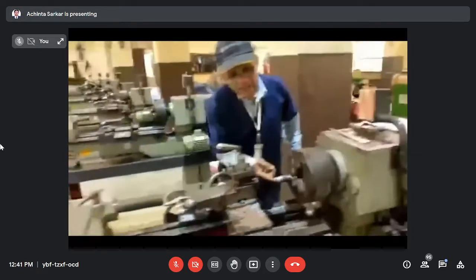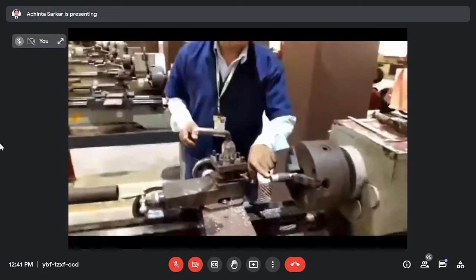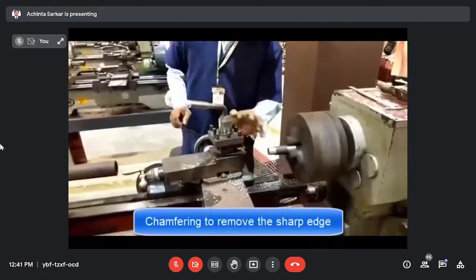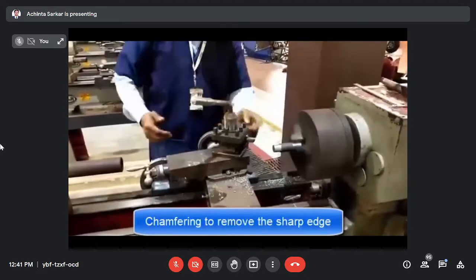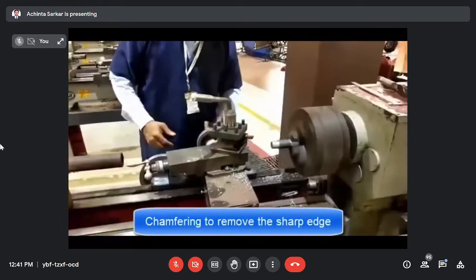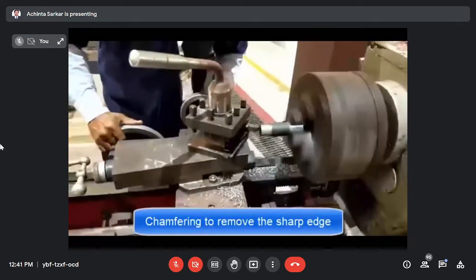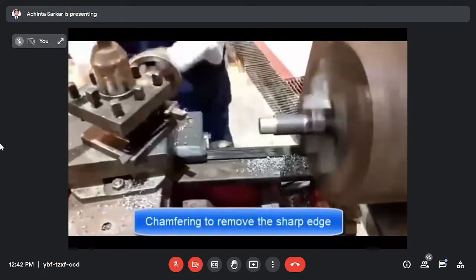Again, getting the corner of the workpiece, and you have to remove the corner by applying the chamfering operation. So what is the result of the chamfering operation? You know, I already told you. Again set the tool post angle at 45 degrees by the help of the cutting edge. You can reduce the corner of the workpiece. That is called chamfering operation. Now over.